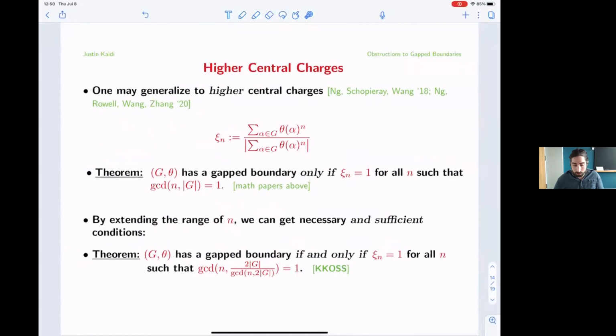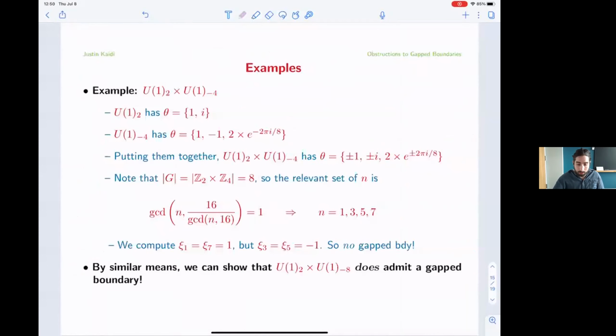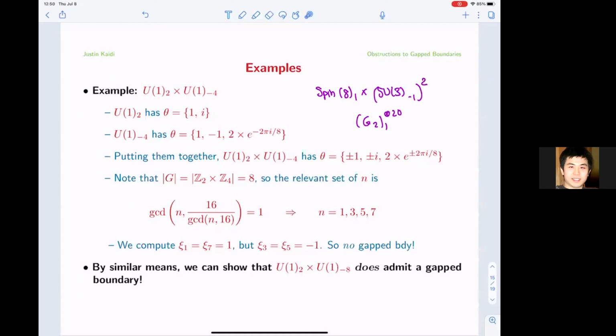Yeah, the point is just that, for example, here I was doing really simple examples, but if I tell you to find me the Lagrangian subgroup for spin 8 level 1 times SU3 level -1 squared, so tell me if a Lagrangian subgroup exists for this theory or not, or something like G2 level 1 to the 20th power. In practice, you're going to have a hard time finding or not finding the Lagrangian subgroup, but let me ignore this case because it's not abelian really, but this is abelian.